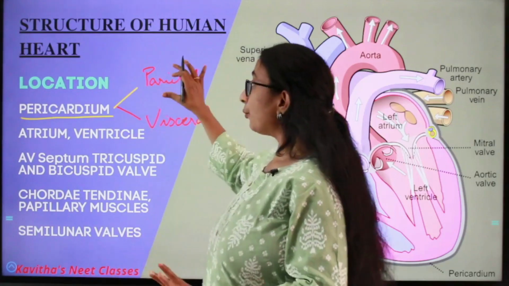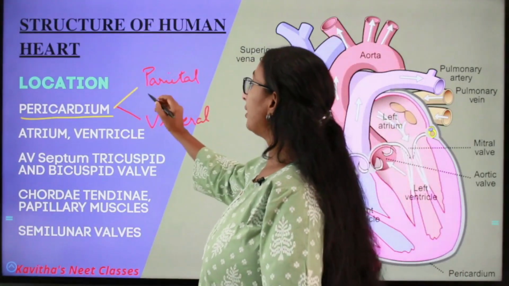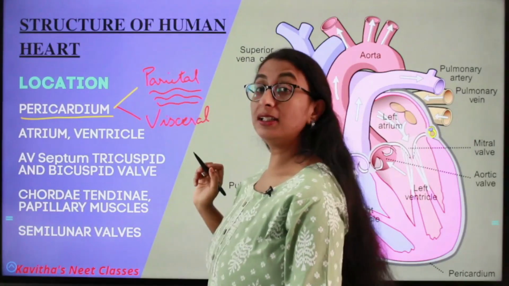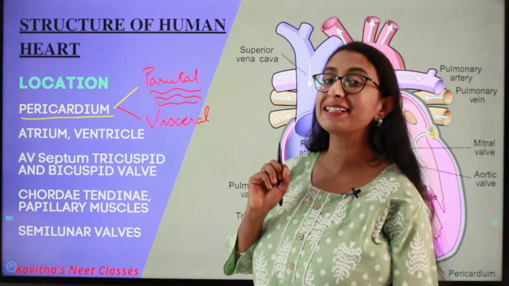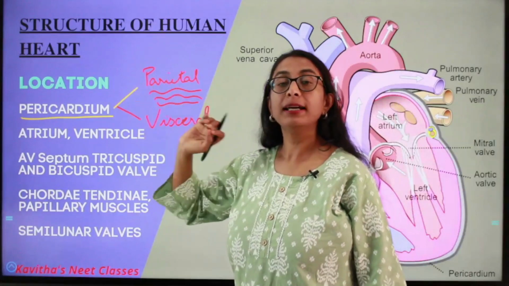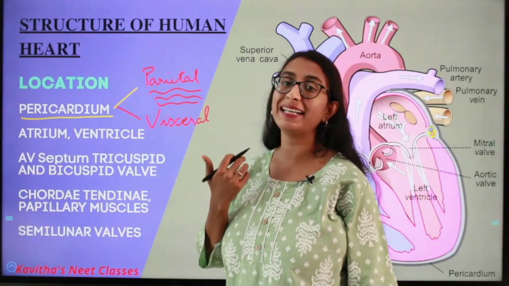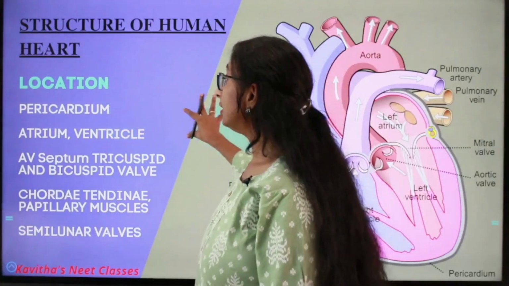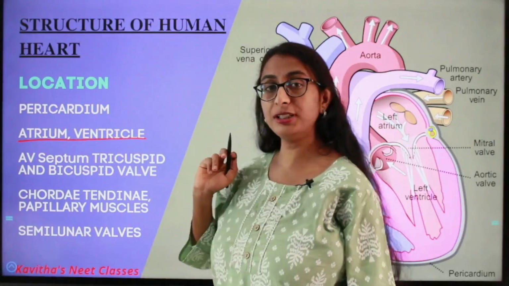In between the parietal and the visceral pericardium, that is in between these two layers, we have a fluid which is called the pericardial fluid, and it is this fluid which acts as a shock absorber. So overall, the function of the pericardium is to act as a shock absorber and also to protect the heart against mechanical injuries. Now let's look into the different chambers of the heart, which are the atrium and the ventricle.